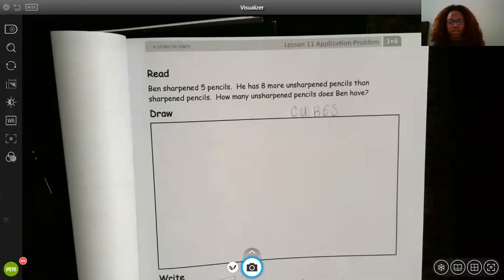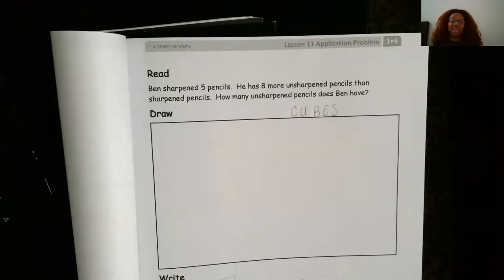It says, Ben sharpened 5 pencils. He has 8 more unsharpened pencils than sharpened pencils. How many unsharpened pencils does Ben have? All right, so I think this one is going to be a little tricky. So let's go ahead and work on it together. We're still going to use our cube strategy.